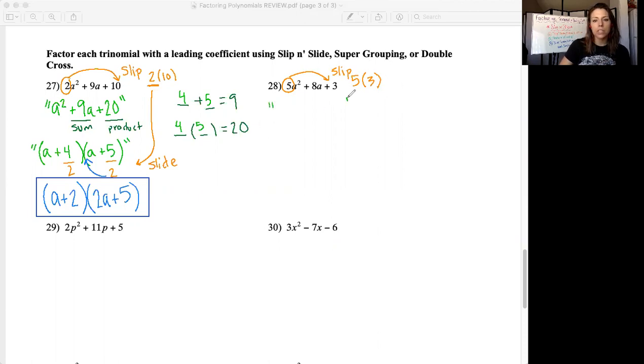So I'd like to put quotations in just to remind myself that I'm working with a totally different trinomial. My new trinomial is a squared plus 8a plus 15. Now we can factor with P's and Q's because I no longer have a leading coefficient.